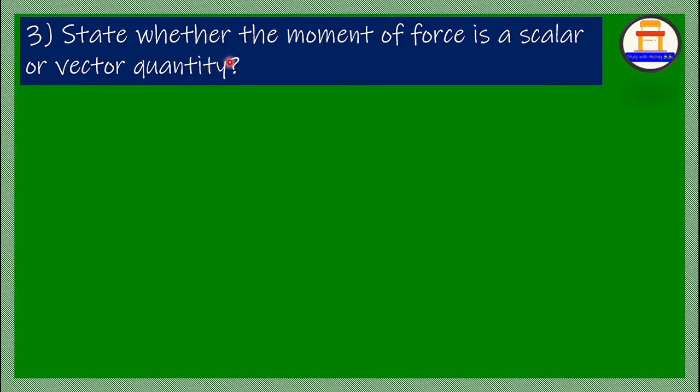State whether the moment of force is a scalar or a vector quantity. Hope I had explained this as well. It is basically a vector quantity. Moment of force is a vector quantity. Why is it a vector? Go back to the session, watch, and then come here so that the concepts will become more clear. I've explained over there in detail, right?